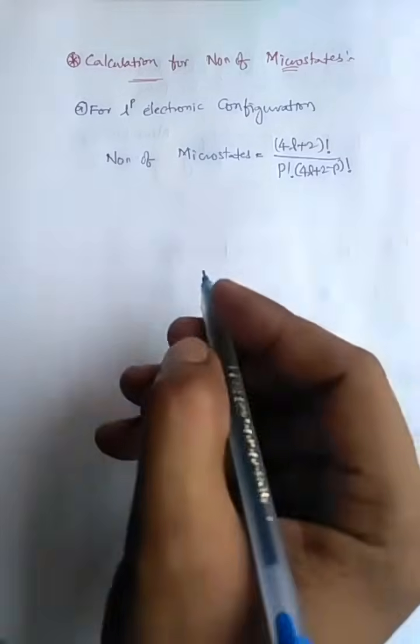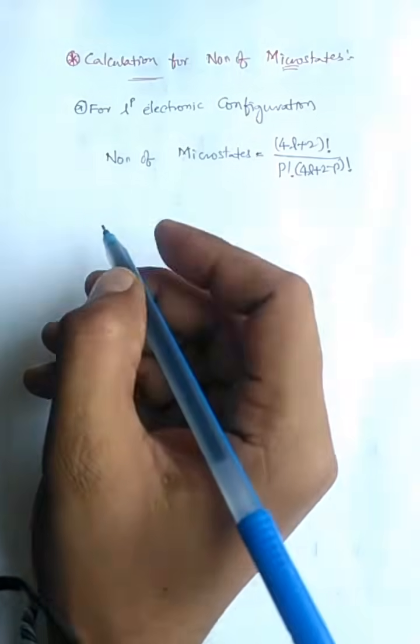For example, p factorial is nothing but the multiple product of 1 into 2 into 3 into till p number, right? So this is the one formula.